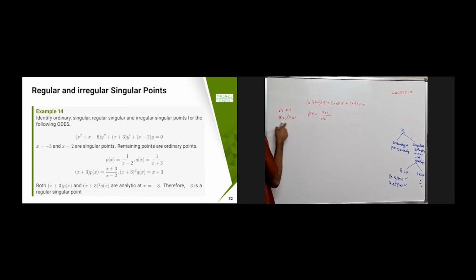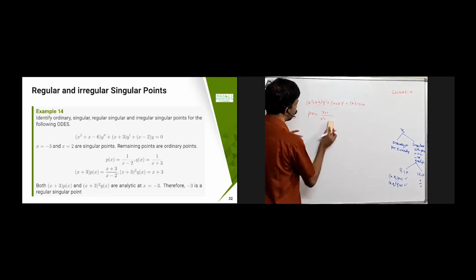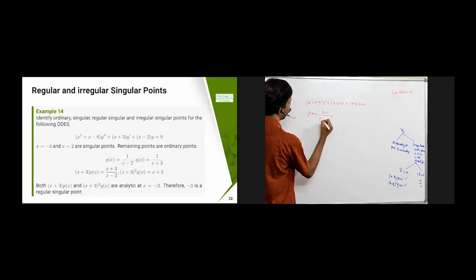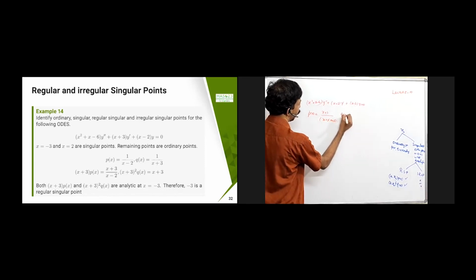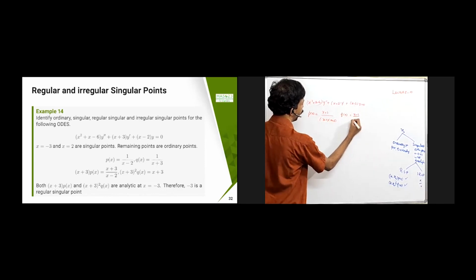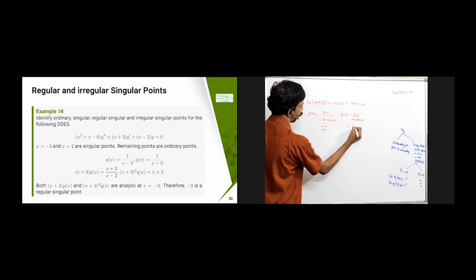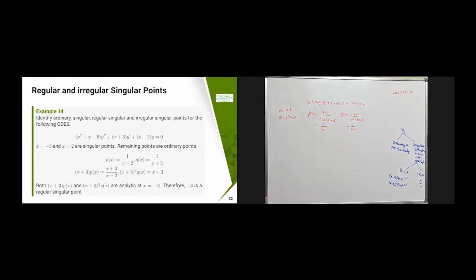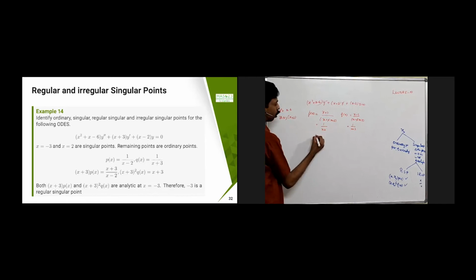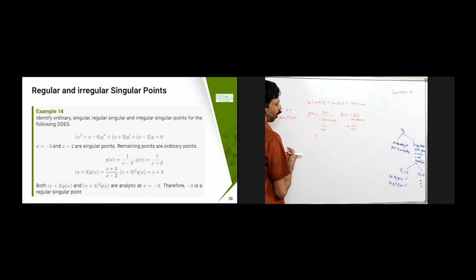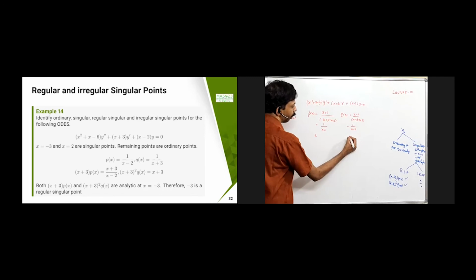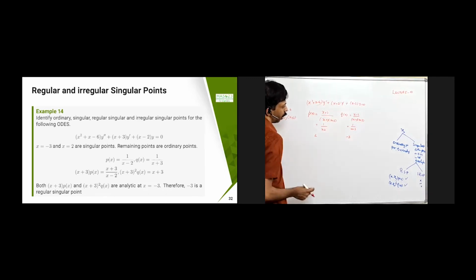So I can write it as (x + 3) divided by (x - 2)(x + 3), and q(x) is going to be (x - 2) divided by (x - 2)(x + 3). So p(x) is simply 1/(x - 2) and q(x) is simply 1/(x + 3). Therefore, at x = 2, p(x) is not defined, so it is not analytic at x = 2. At x = -3, q(x) is not defined, so it is not analytic there.